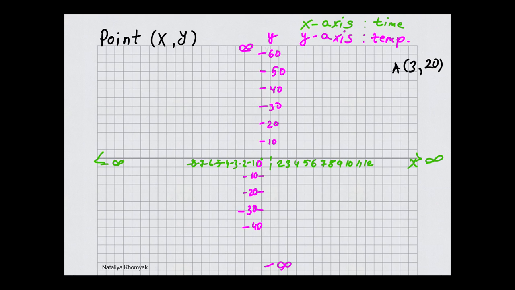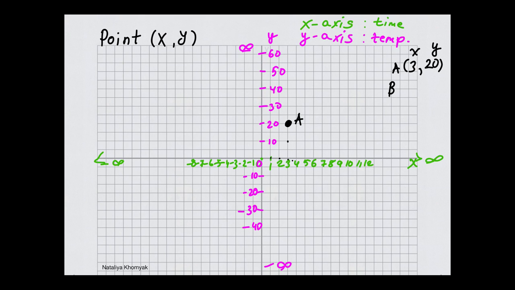First thing you want to do is look at the x value, which is 3, so we have 1, 2, 3. This is not the final destination. Then you want to examine the y value, which is 20. So we will go 10, 20, and this will be point A.